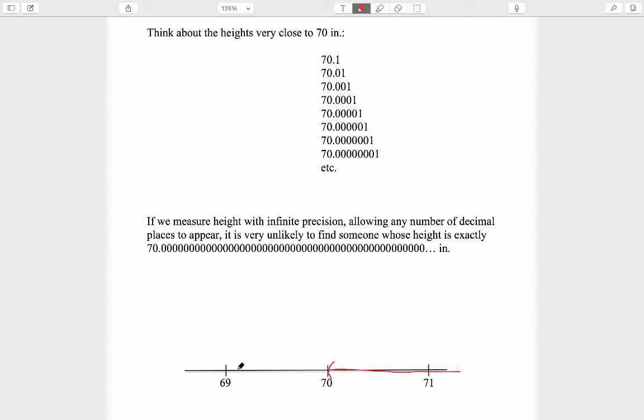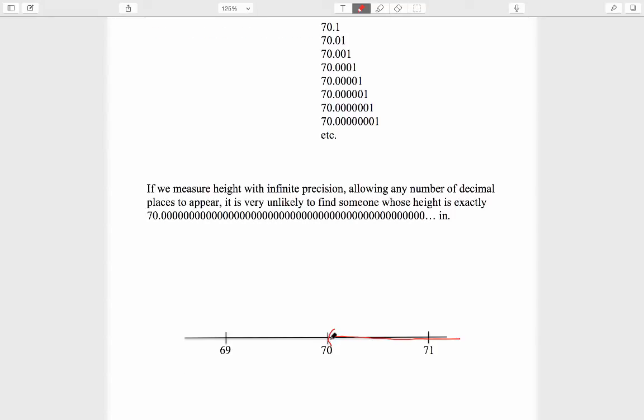When we're dealing with entire ranges of numbers like this, we're not going to worry about a single point. A single point isn't going to contribute anything to the probability because it's virtually impossible to find someone who is exactly 70 inches tall, truly exactly.